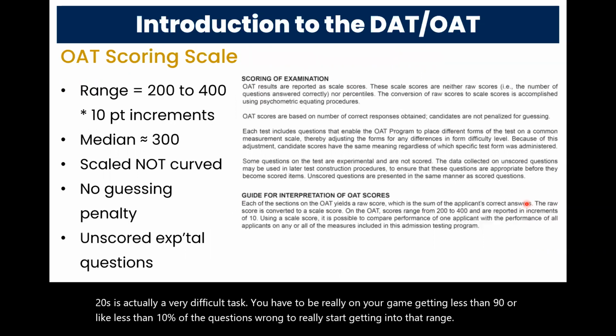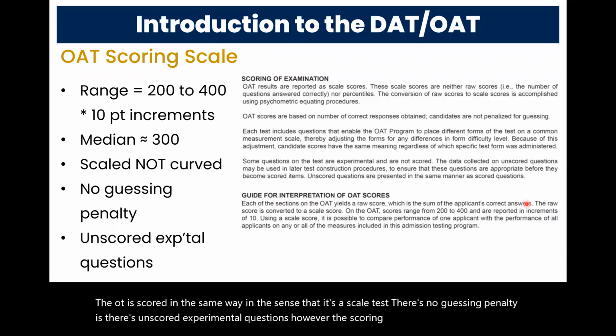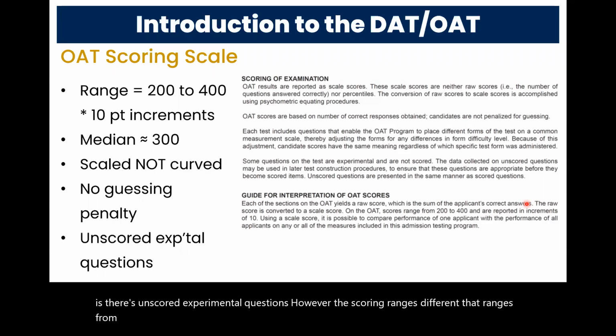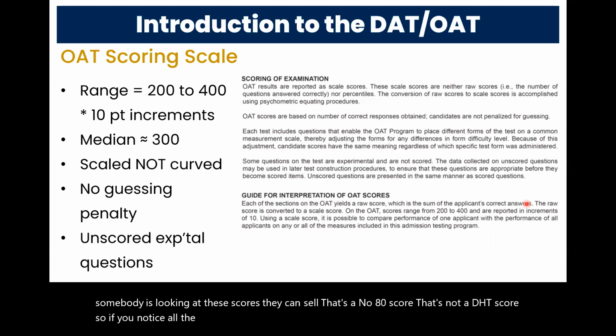The OAT is scored in the same way, in the sense that it's a scaled test. There are no guessing penalties. There are unscored experimental questions. However, the scoring range is different. It ranges from 200 to 400 in 10-point increments. Why do this? Well, if somebody's looking at these scores, they can tell, oh, that's an OAT score, that's not a DAT score. So if you notice, all the major standardized tests have slightly different scoring ranges. It's really to help distinguish them from one another.